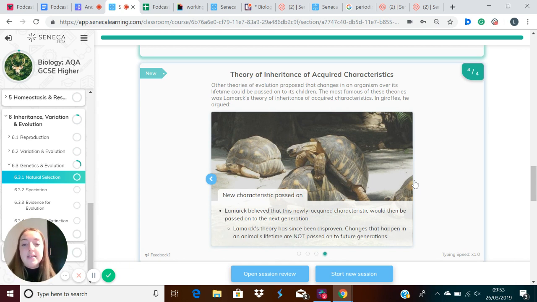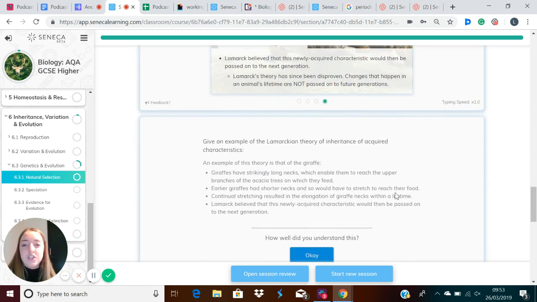Lamarck's theory has since been disproven. Changes that happen in an animal's lifetime are not passed on to future generations.